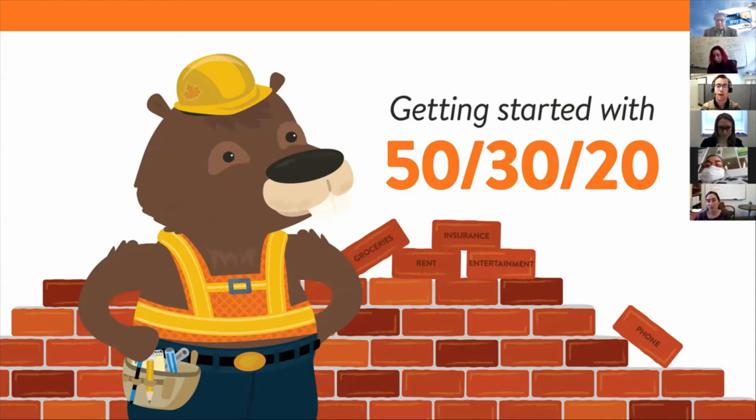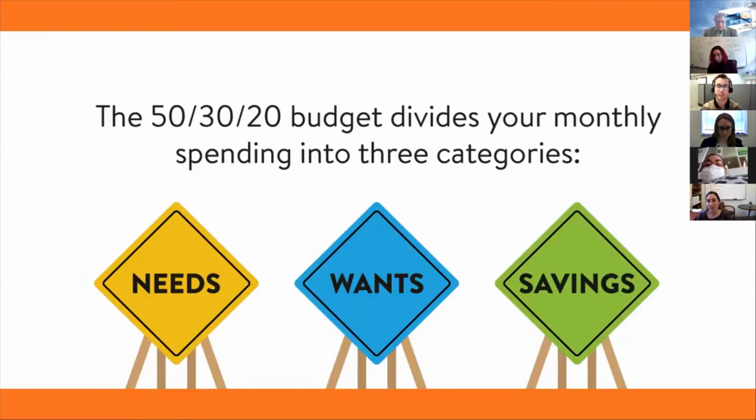So one of the most commonly used budgeting methods is known as the 50-30-20 model. The 50-30-20 model takes your needs, wants, and savings and divides it into three different percentages, or in this case, three different categories: your needs, your wants, and your savings.